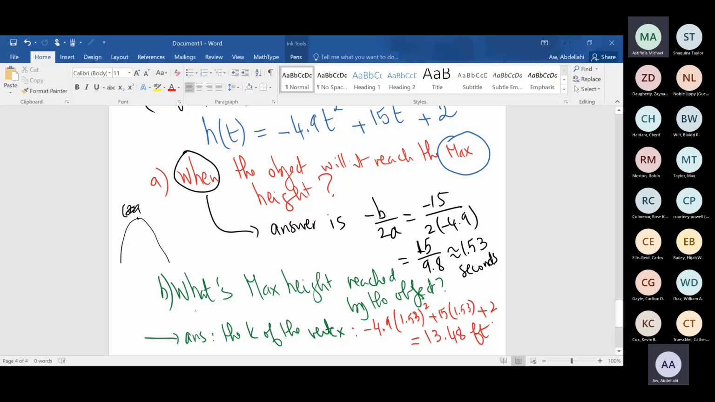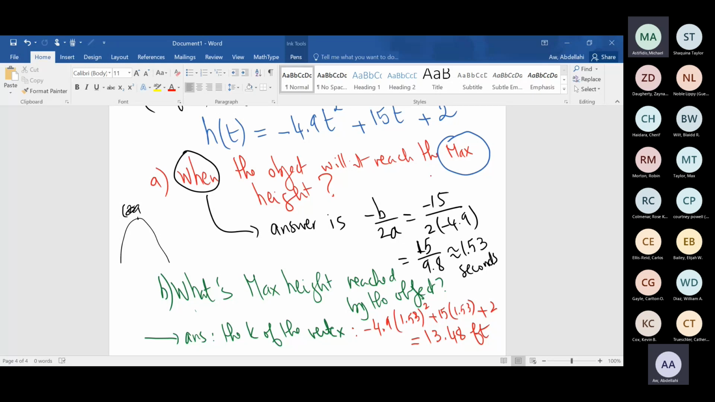Do you see that? Again, I repeat. Every time you see the word maximum or minimum in the question, and we have a parabola, the answer will be in the vertex. Now, which part of the vertex will be the answer? That is the question now. Very likely, we will not ask you what is the vertex for this type of problem. We will ask you, when do we reach the maximum?